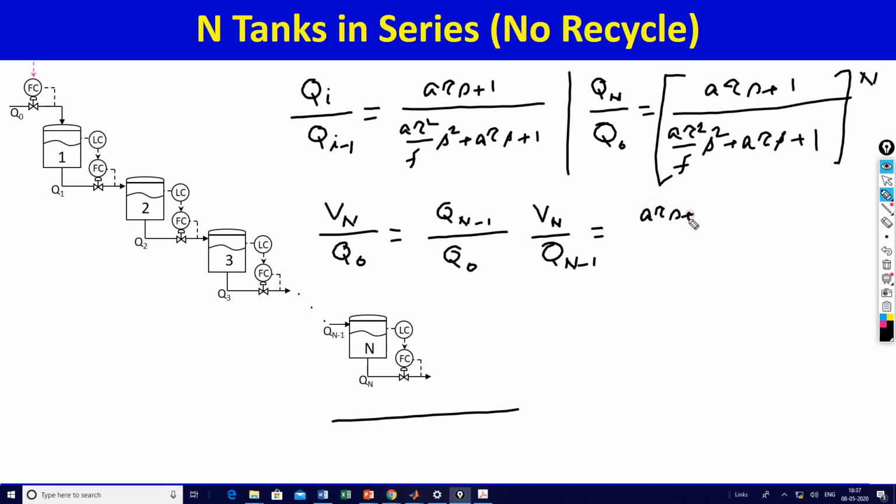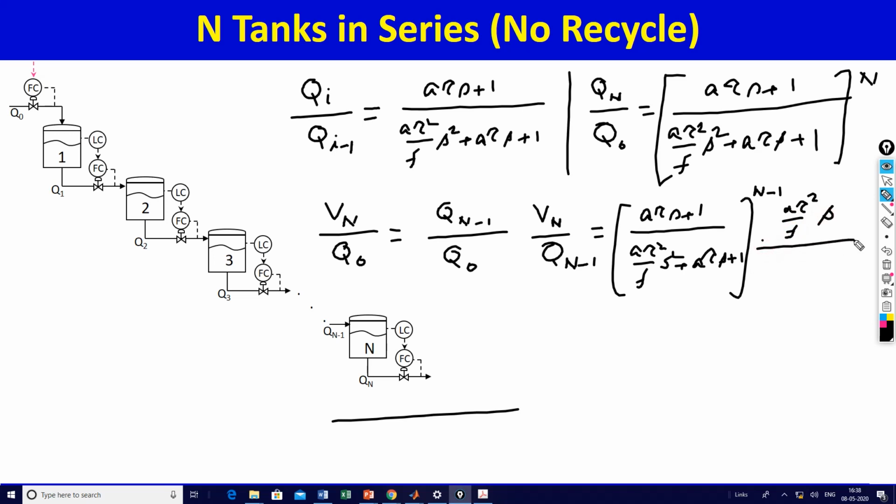A tau S plus 1 divided by A tau square by F S square plus A tau S plus 1, to the power n minus 1, times A tau square by F times S, divided by this guy, A tau square S square by F plus A tau S plus 1.